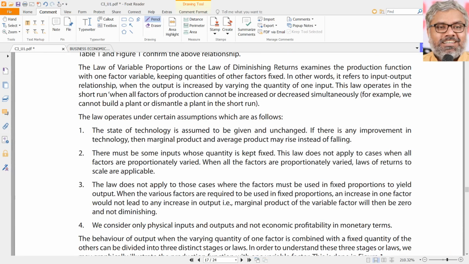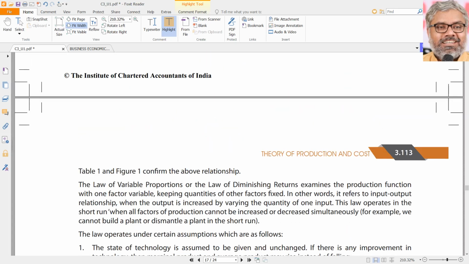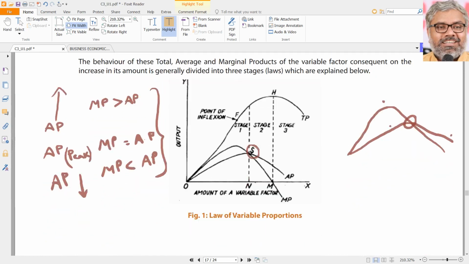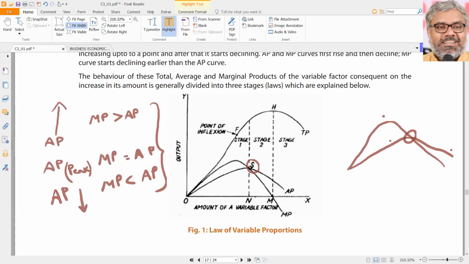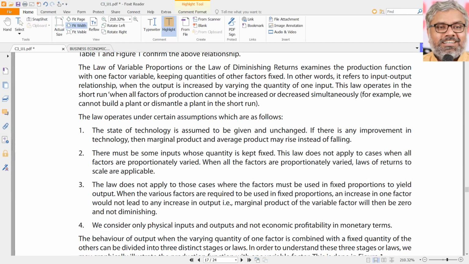Now, we can observe from the table, and from the graph also, how this relationship between average product and marginal product is demonstrated. More than the table, the graph is the best way because it is a visual representation. Exactly we can identify what is happening by looking at the graph.